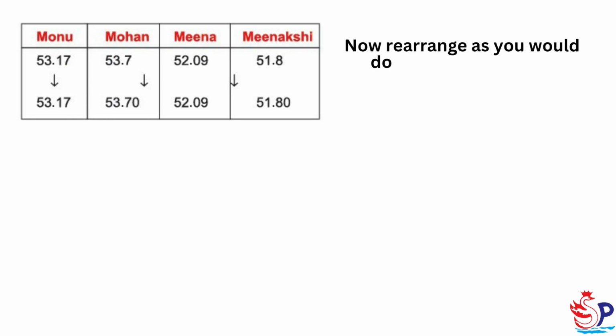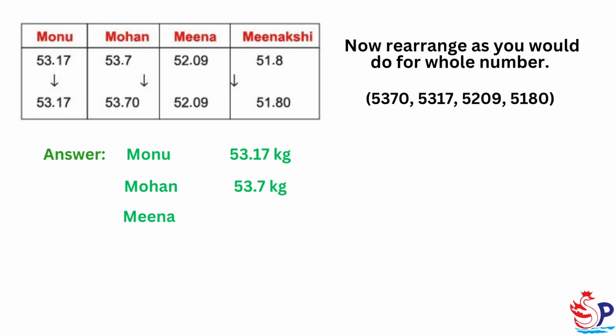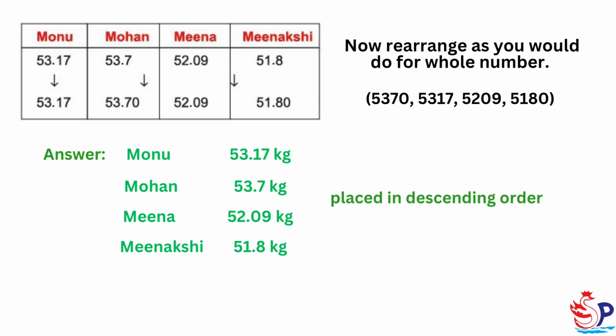Now rearrange as you would do for whole numbers. 5370, 5317, 5209, 5180. Answer: Mohan, 53.7 kg. Manu, 53.17 kg. Meena, 52.09 kg. Meenakshi, 51.8 kg. Placed in descending order.